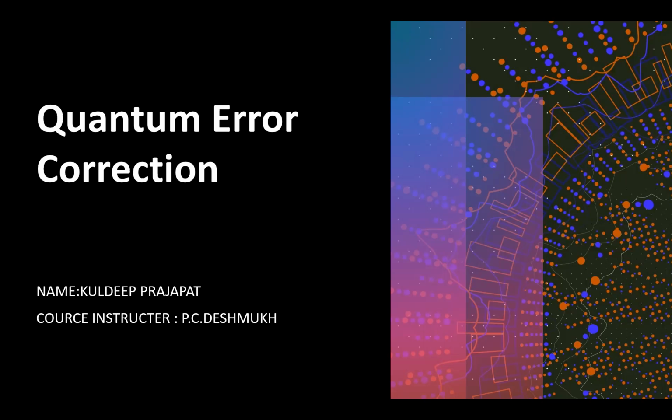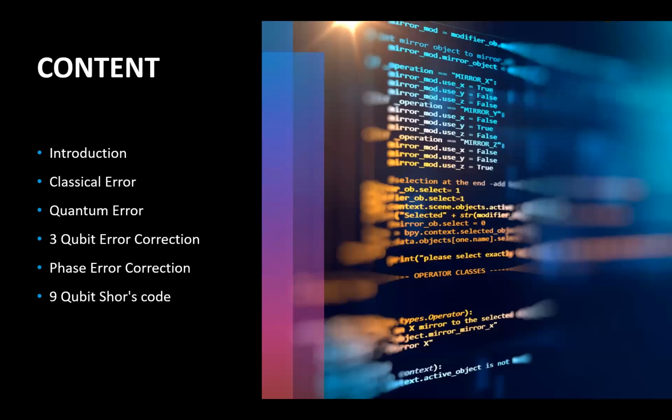I am going to present quantum error correction techniques. First we discuss the introduction part of it: what is error correction? Then I will discuss classical errors. Then I will go on to quantum error correction. Then I will discuss 3-qubit error correction, and in that I will discuss phase error correction, and then I will go further on the 9-qubit Shor code.